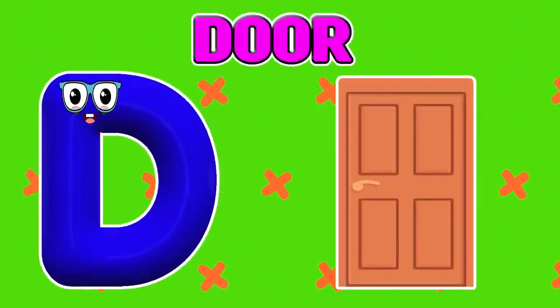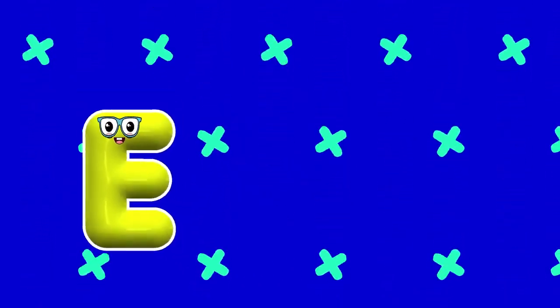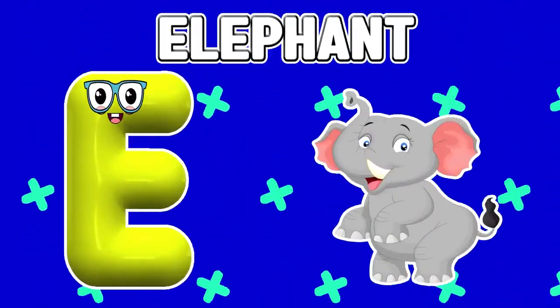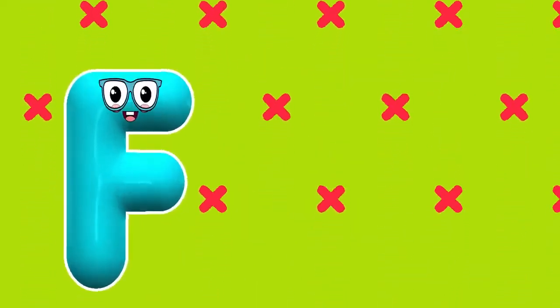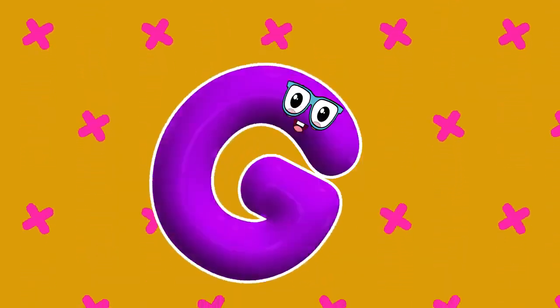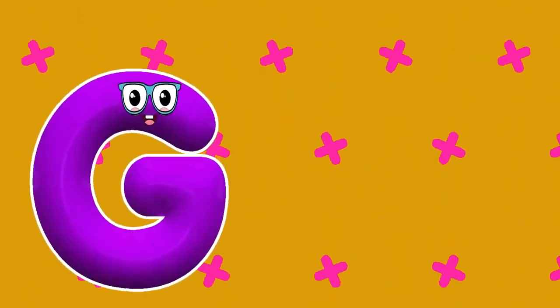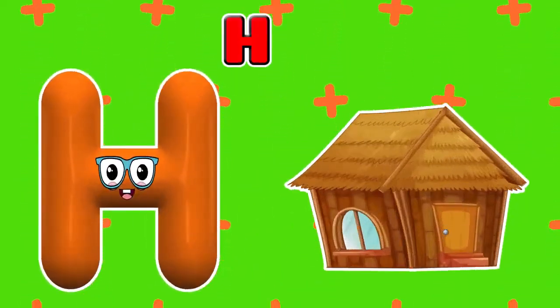door. E is for elephant. F is for fox. G is for goat. H is for hat.